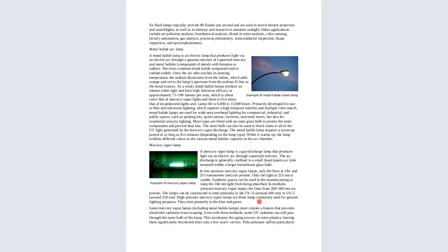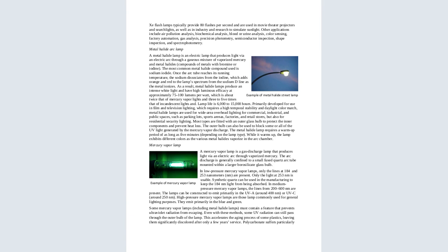Now the mercury vapor lamp, how do we use it safely? The mercury vapor lamp is a gas discharge lamp that produces light via an electric arc through vaporized mercury. The arc discharge is generally confined to a small fused quartz arc tube mounted within a larger borosilicate glass bulb. In low pressure mercury vapor lamps, only the line at 184 nm is present, and synthetic quartz can be used in manufacturing to keep the 184 nm light from being absorbed.